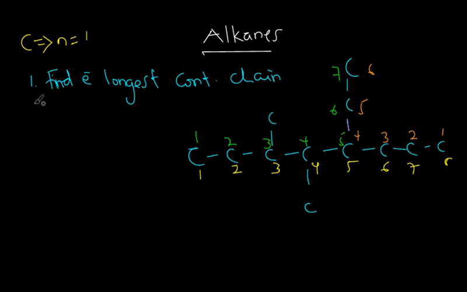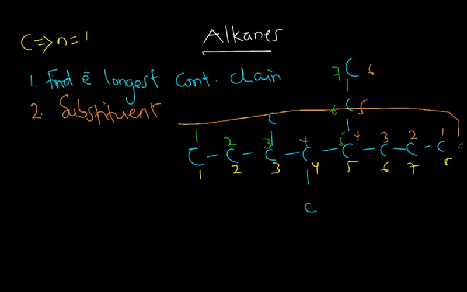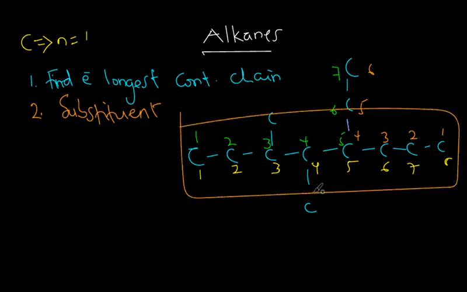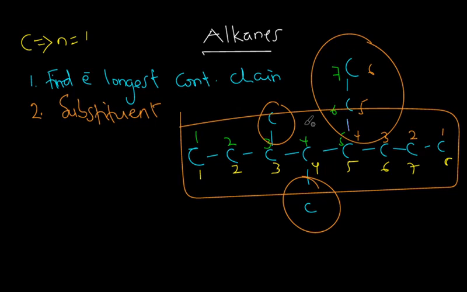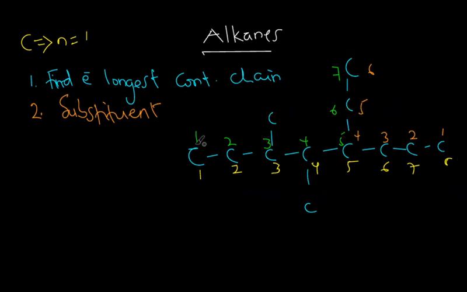Now, after we find our longest continuous chain, any other atom attached to the longest continuous chain becomes a substituent. A substituent is any other carbon, any other compound or group of atoms, attached to the longest continuous chain of an alkane. So in our example, this is our longest continuous chain. This carbon here and these 2 carbons, including these ones, are all substituents.